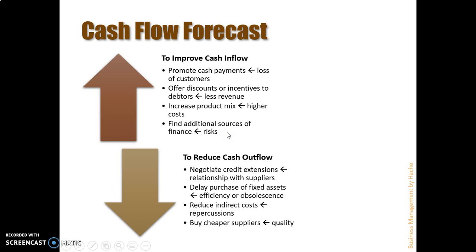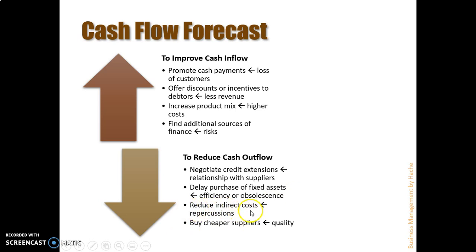If you want to reduce the cash outflow, you have to negotiate credit extensions with your suppliers. Obviously, you have to take care of those relationships too, because they might not like you paying later for specific trade credits. You can delay the purchase of fixed assets. If you don't actually need them right now, you can keep working with your current equipment and keep some cash in your business. But remember that you don't want to compromise your efficiency or let your assets become obsolete too soon.